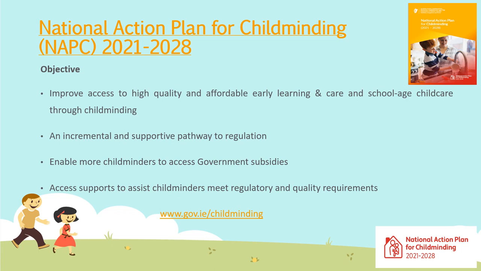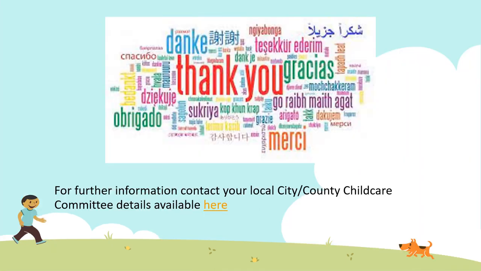The National Action Plan for Childminding, the NAPC, 2021 to 2028. The objective of the National Action Plan for Childminding is to improve access to high quality and affordable early learning and care and school-aged childcare through childminding, an incremental and supportive pathway to regulation, enable more childminders to access government subsidies, access support to assist childminders meet regulatory and quality requirements. For more information on the National Action Plan for Childminding, you can visit the dedicated webpage www.gov.ie/childminding.